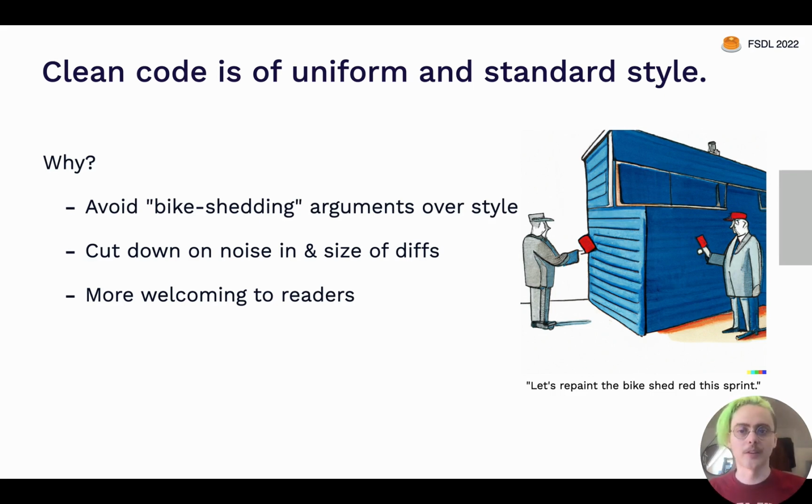So uniform style helps avoid spending engineering time on arguments over style in pull requests and code review. It also helps improve the utility of our version control system by cutting down on unnecessary noisy components of diffs and reducing their size. Both of these things will make it easier for humans to visually parse the diffs in our version control system and make it easier to build automation around them.